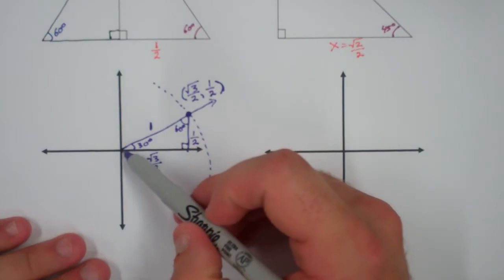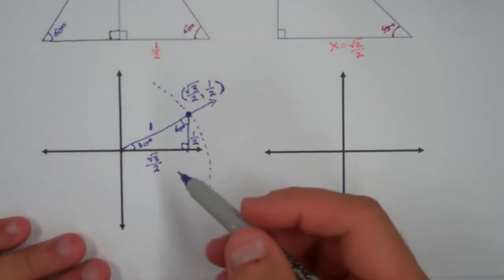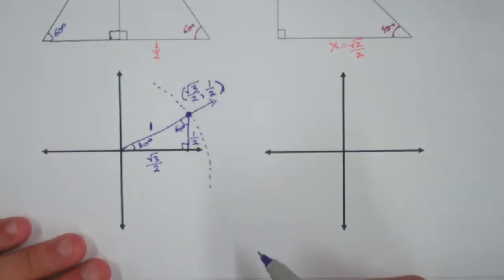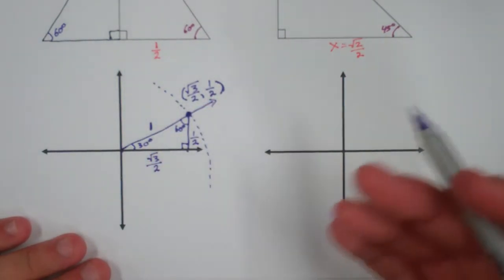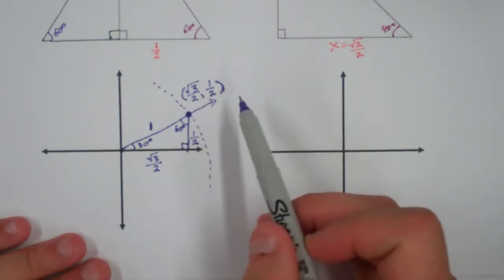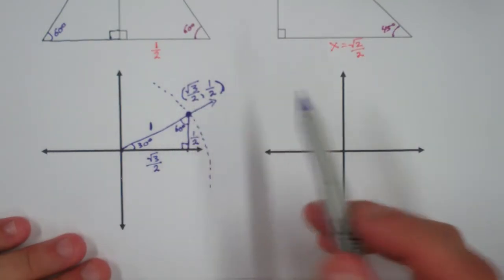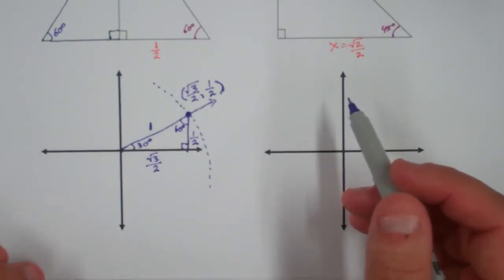If we had the triangle drawn up here, then the x-coordinate would be 1/2 and the y-coordinate would be root 3 over 2. So you'll find 30 degrees and 60 degrees will have either root 3 over 2 or 1/2, and then any multiple thereof, you'll find that those values will stay consistent as well.